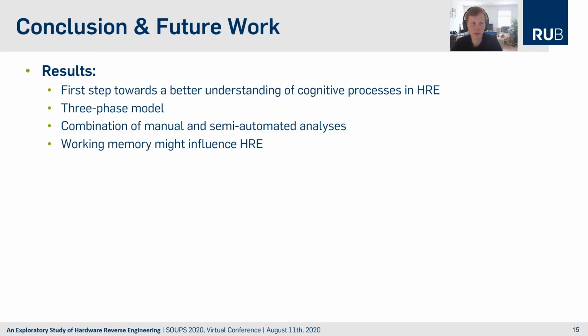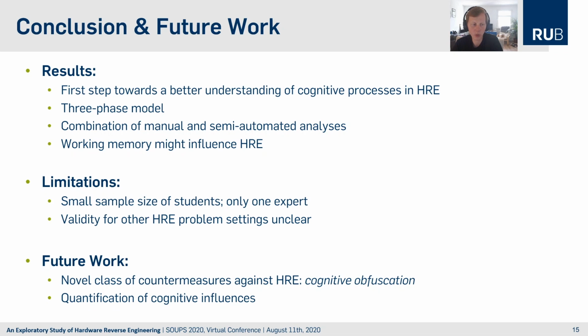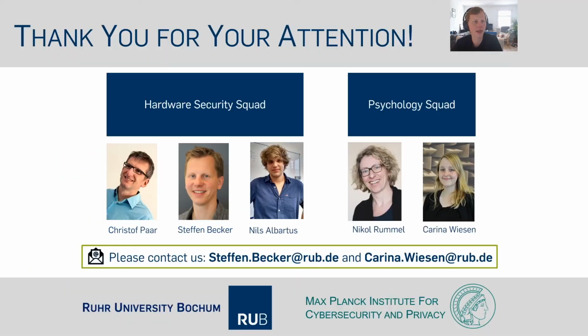Our work is the first step towards a better understanding of cognitive processes in HRE. We found a 3-phase model. We also found that our participants combined manual and semi-automated analysis methods, and that the cognitive factor working memory might influence hardware reverse engineering. Of course, our work comes with a number of limitations. First and foremost, a small sample size of students, and that we had only 1 expert. Also, we cannot generalize our findings to all HRE problems at the moment. So in future work, we want to develop cognitive obfuscation, and we want to further quantify the cognitive influences of HRE.